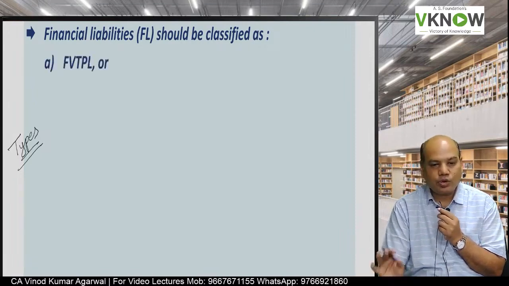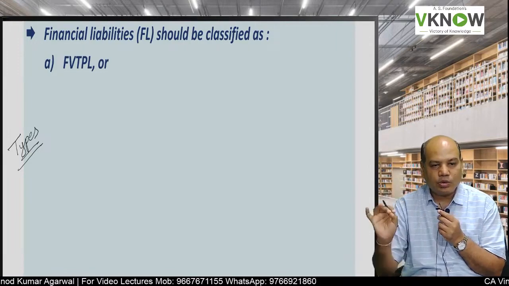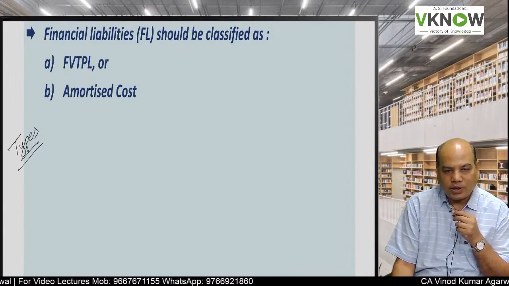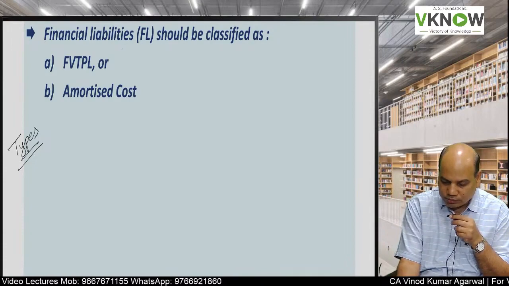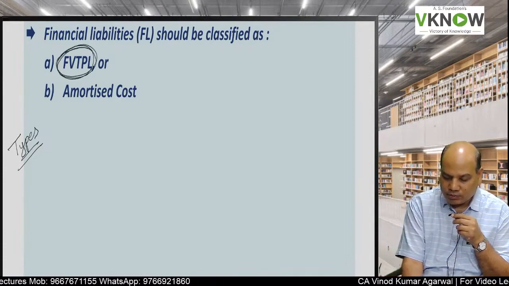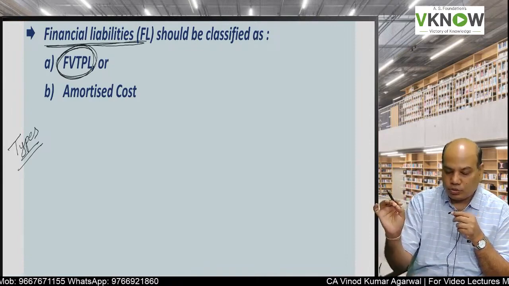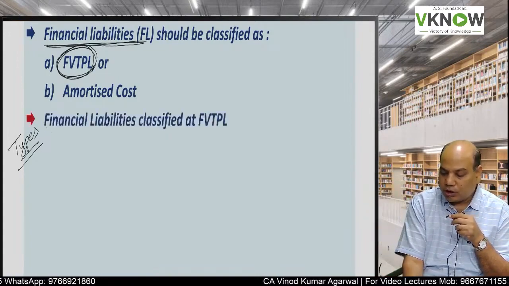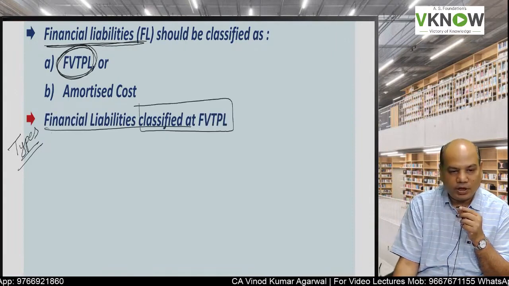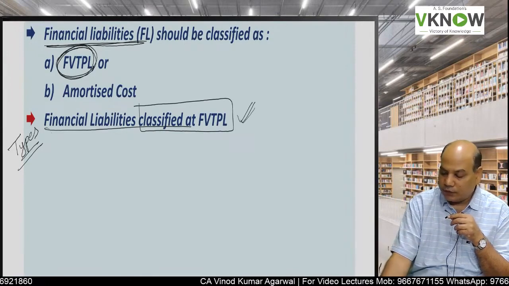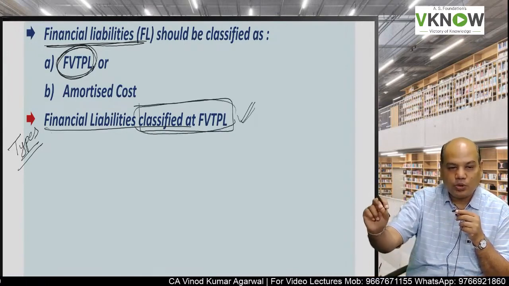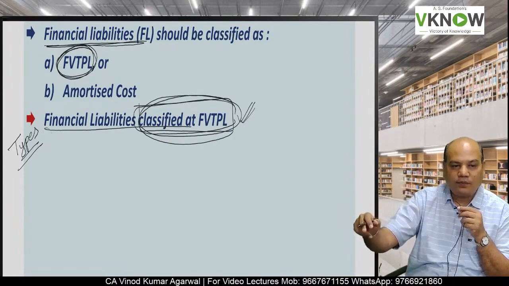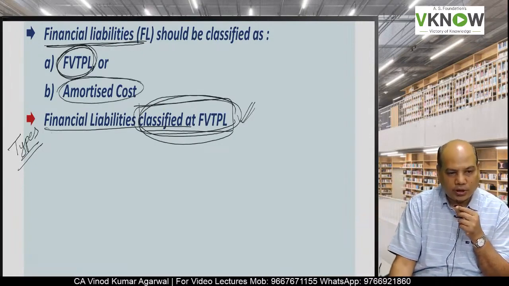Now another question is, what are the types of financial liability as per this Ind AS 32? Financial liabilities are only of two types, FVTPL and amortized cost. FVTPL means fair value through profit and loss account. At the inception, when you are recognizing financial liability, you have to decide whether it will be FVTPL or amortized cost. The following financial liabilities will always be treated as FVTPL. So check this one. If it fits into the following, it will always be FVTPL. And if it is not FVTPL, then it will be amortized cost.